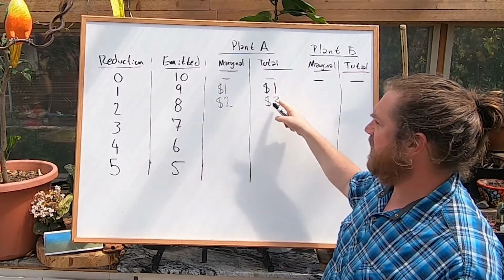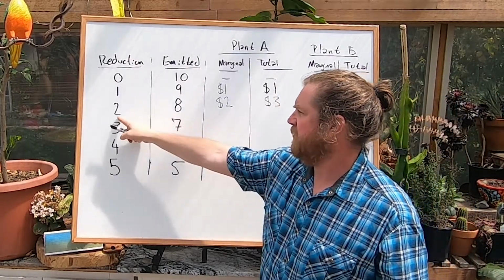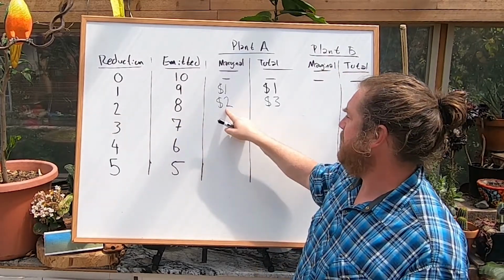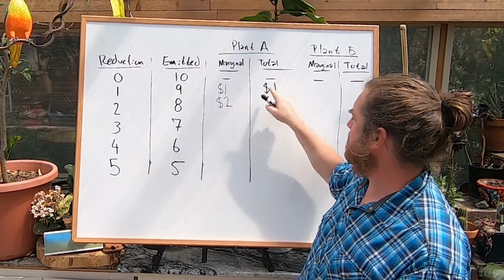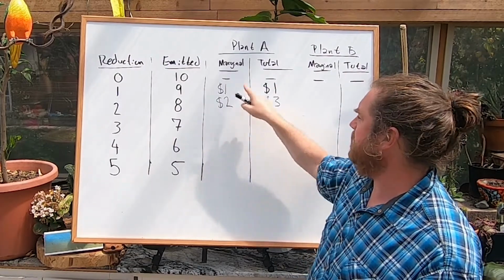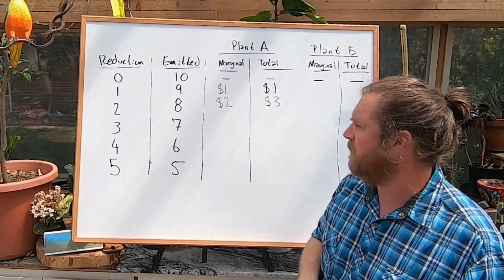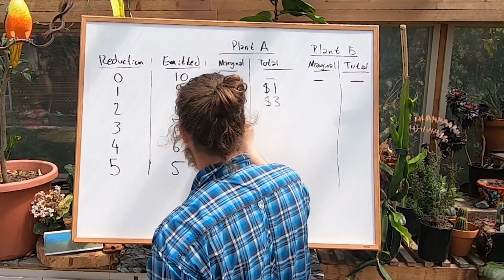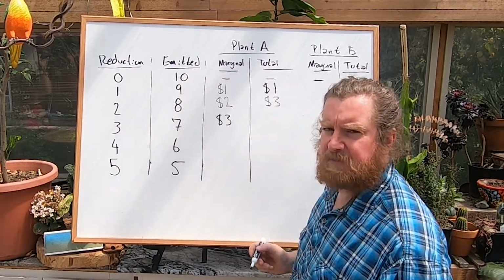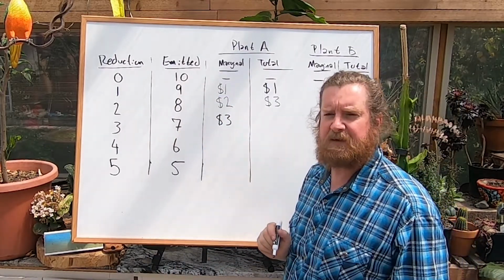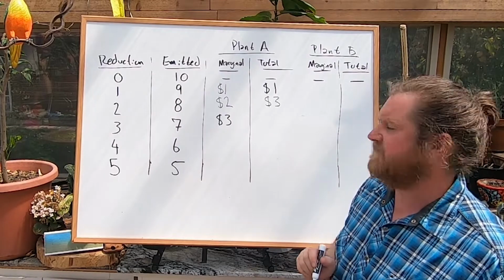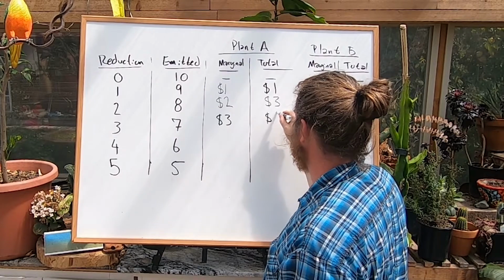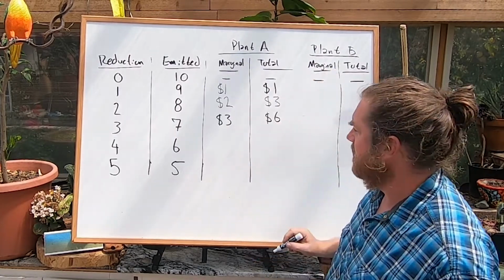With a reduction of 2 tons of CO2, now we're only emitting 8. We're paying $2 for that second ton, but our total cost is now $3. It's 1 for the first one, 2 for the second one. Then let's go down to the next one. We're now going to have to pay more. We're really digging deep, so getting rid of that third ton of CO2 is going to cost us $3. The total cost at this point is now $6.